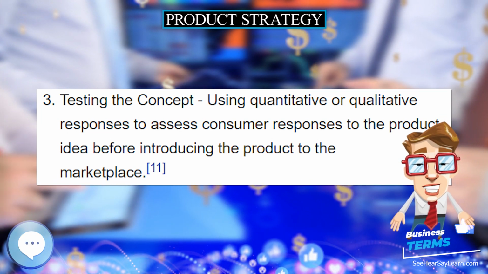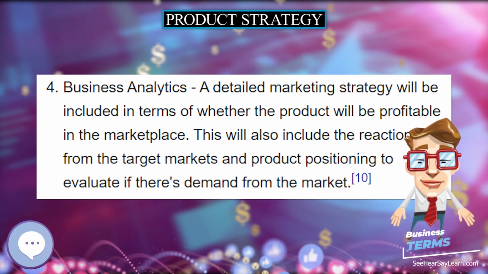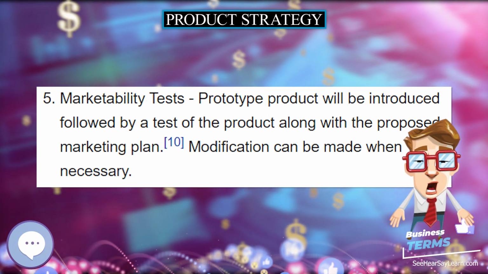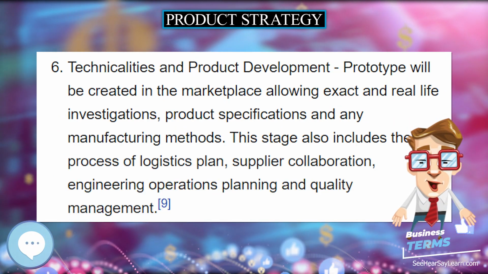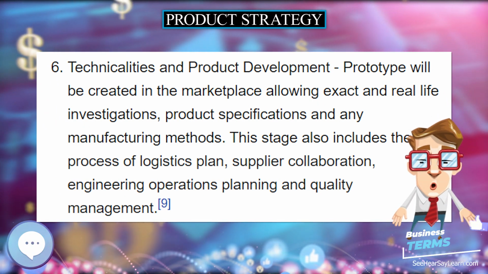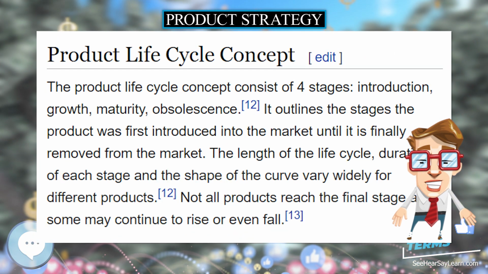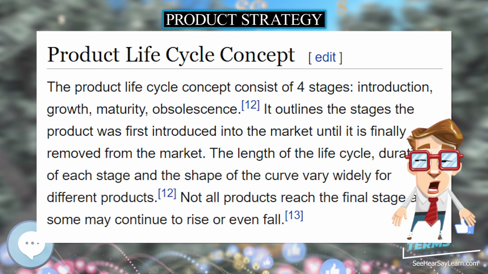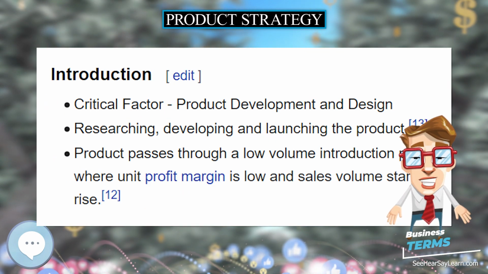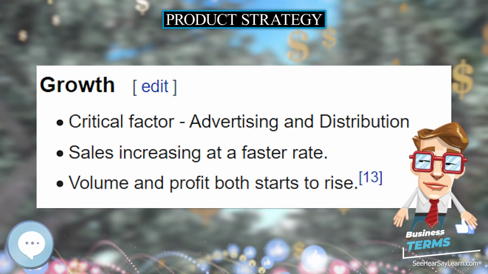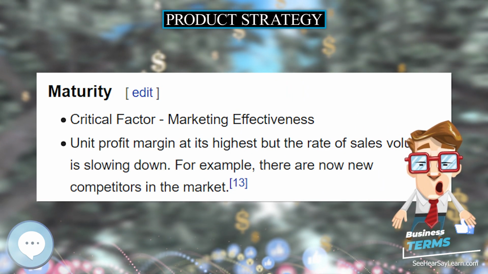Elements. Process. Product life cycle concept. The product life cycle concept consists of 4 stages: introduction, growth, maturity, obsolescence. It outlines the stages from when the product was first introduced into the market until it is finally removed from the market. The length of the life cycle, duration of each stage and the shape of the curve vary widely for different products. Not all products reach the final stage and some may continue to rise or even fall. Introduction. Growth. Maturity. Decline. Obsolescence.